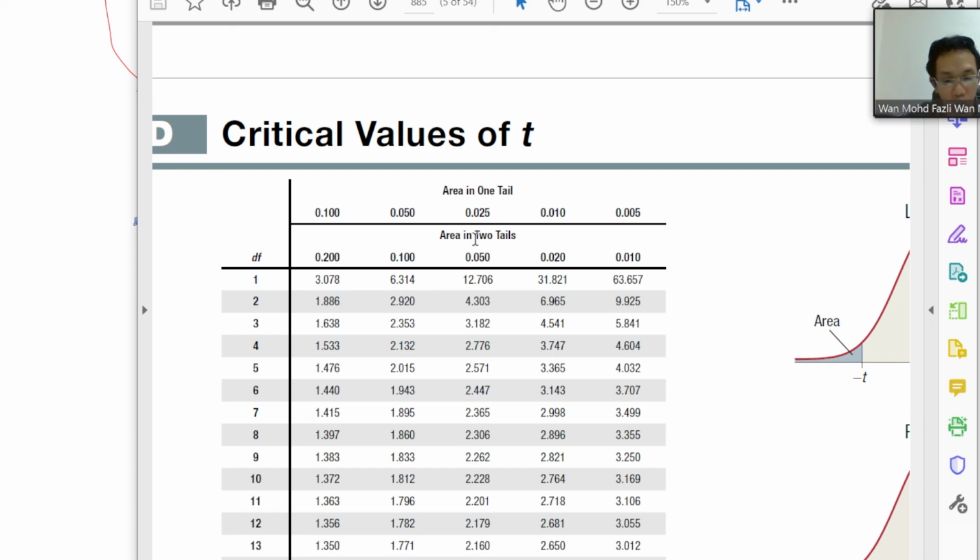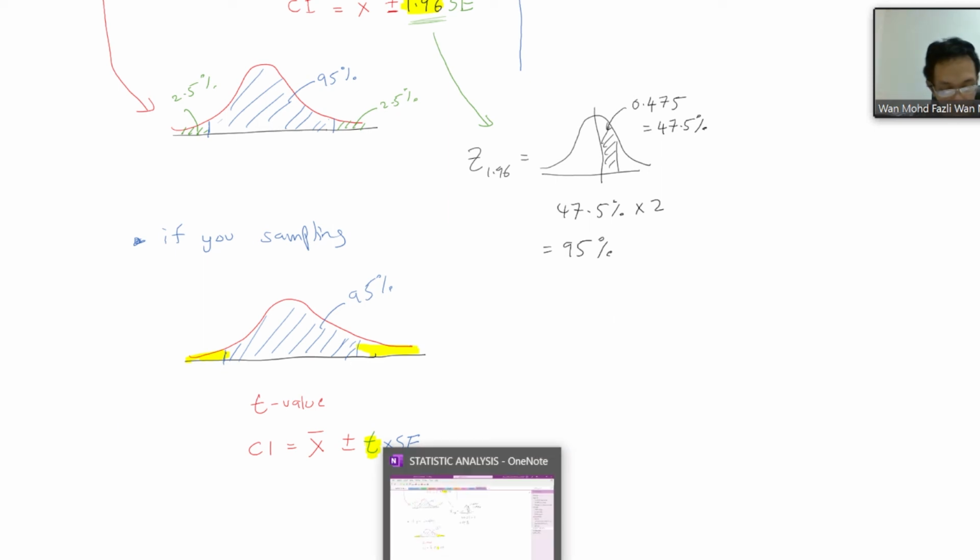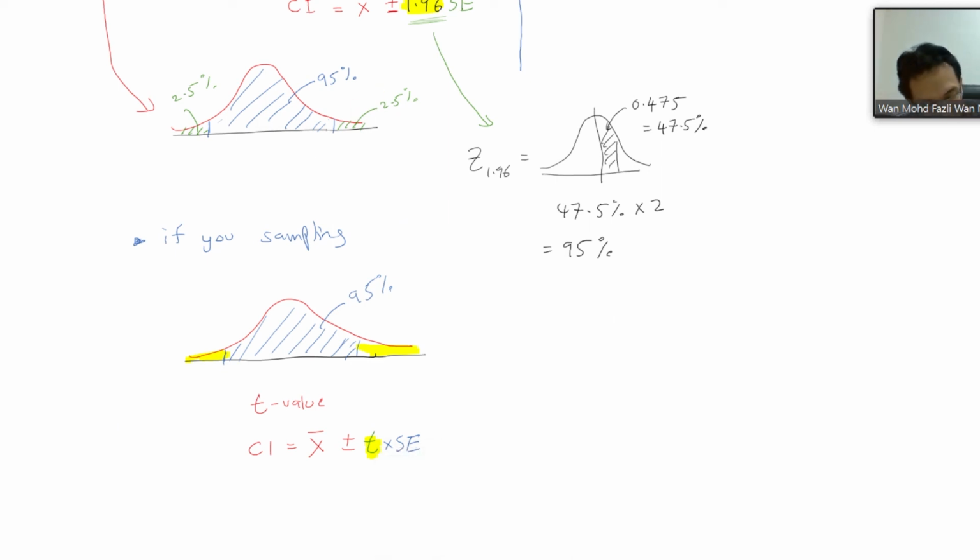Area in two tails means that there are two tails here. This is what we call the tail. So we want our tail here, and we want to reflect this. We know this is 2.5% and also 2.5%. So 2.5% plus 2.5% gives you 5%. So this 5% is equivalent to 0.05.